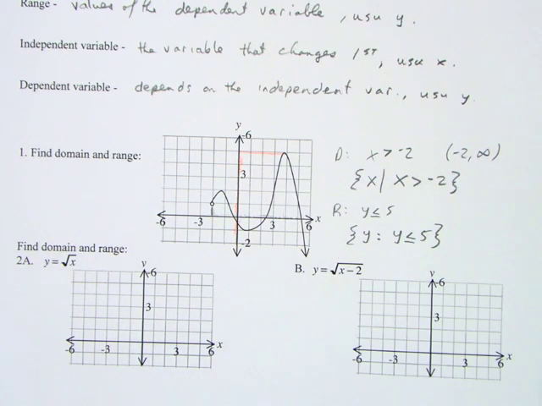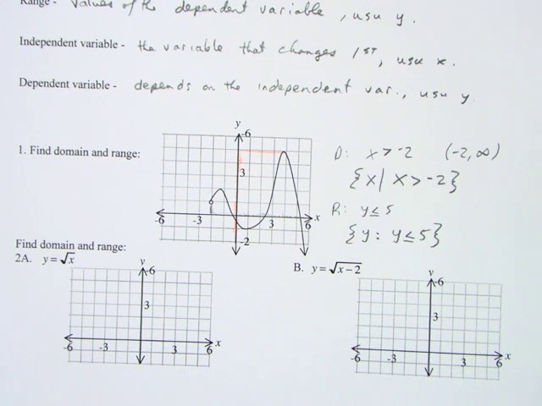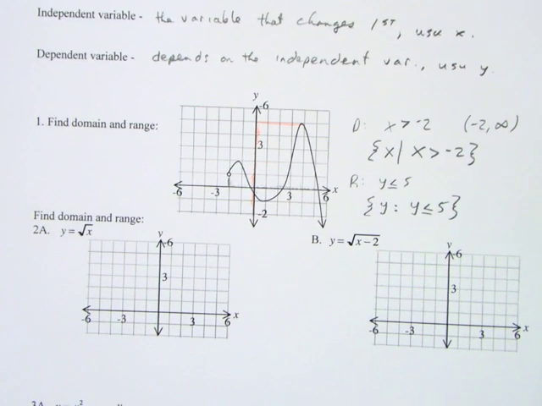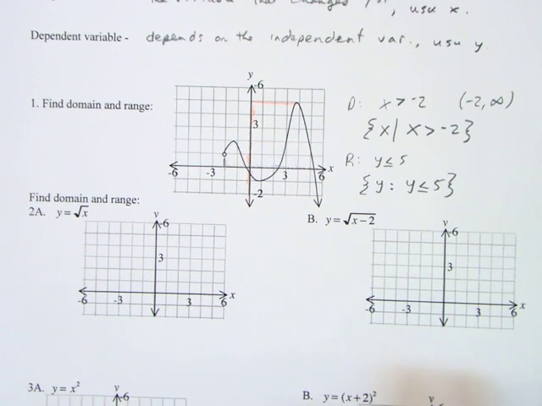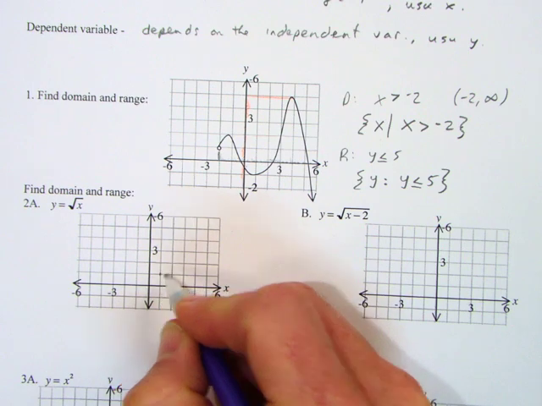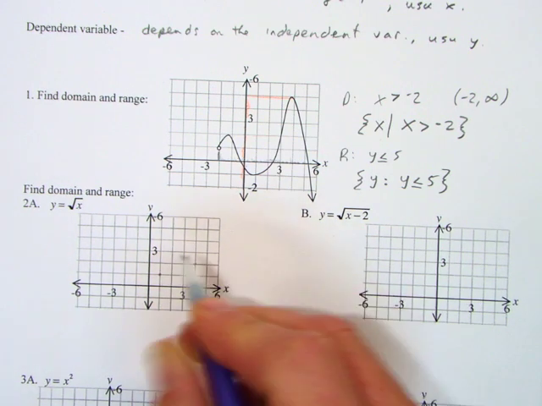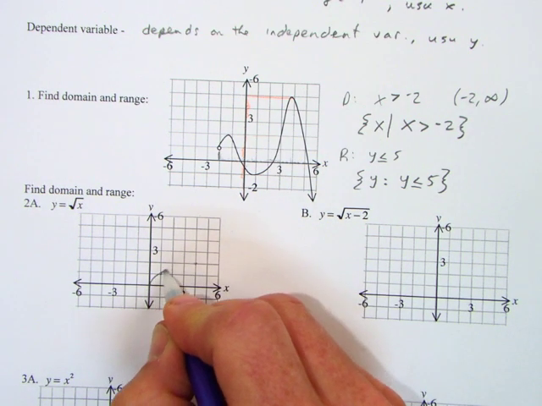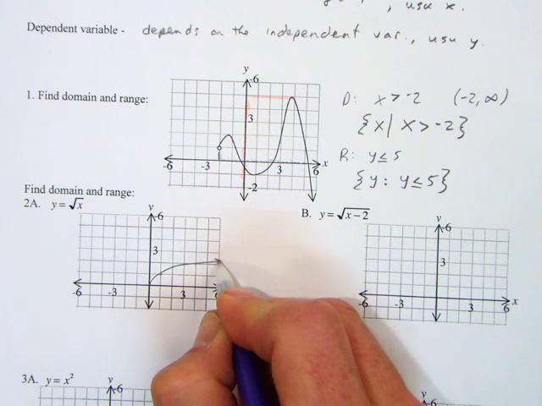Now let's apply this to some examples. And we have y equals square root of x. Remember, we could plot some points. Square root of 1 is 1, square root of 4 is 2. This is half of a sideways parabola.